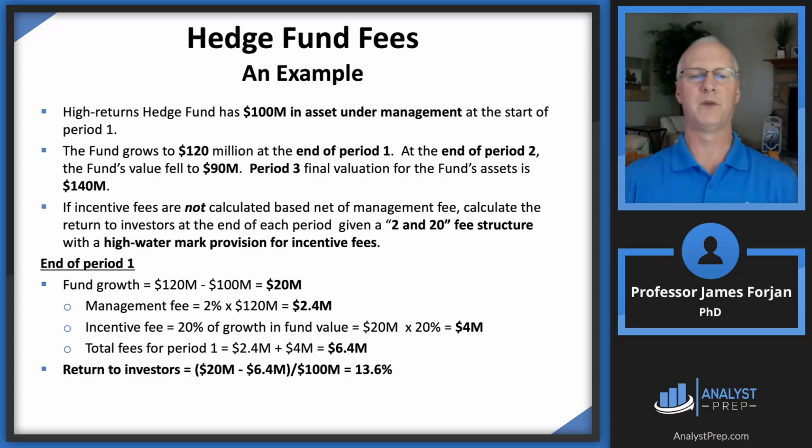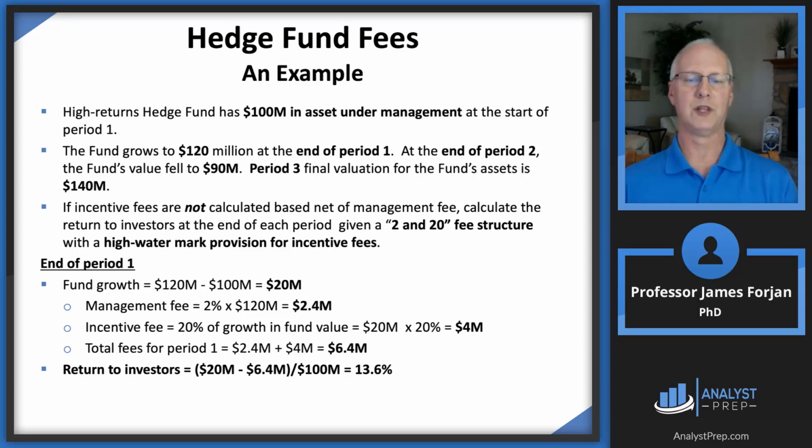All right, so at the end of the first period, what happens? We bought at 100, we sold at 120. So clearly that's a $20 million capital gain, right? What we're going to do is take 2% of the ending value, 2% of the 120, so there's the 2.4 management fee, and then we're going to take 20% of that capital gain. So 20% of 20 million, that's 4 million, right? So you sum those, 2.4 plus 4, that gives me 6.4 million in fees during that first period.